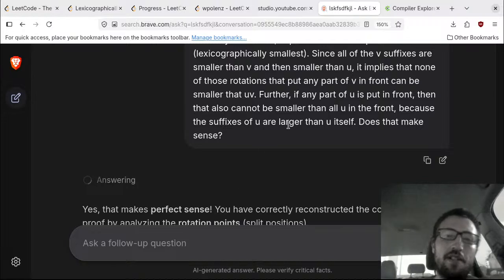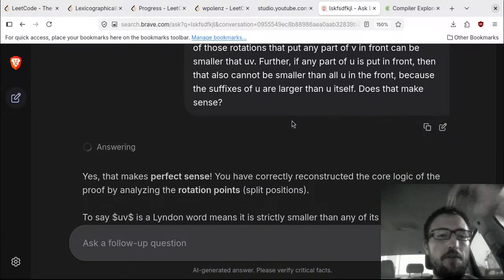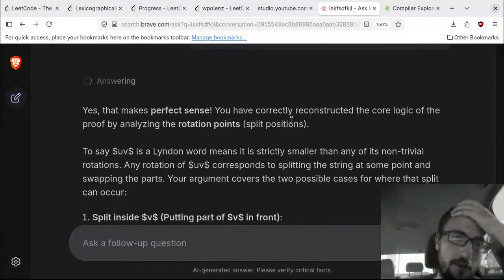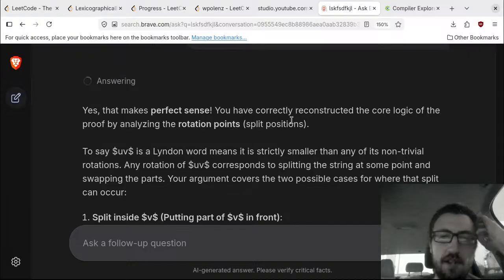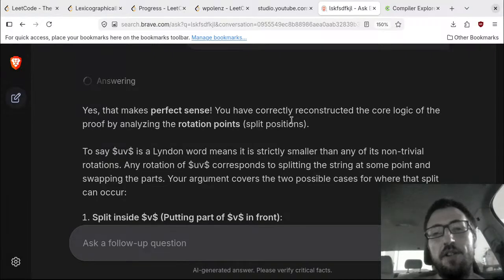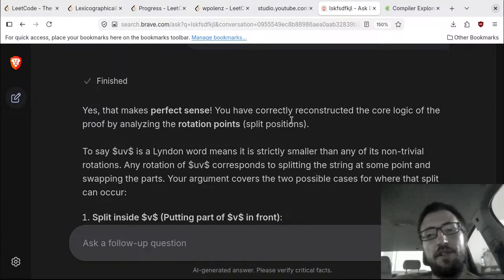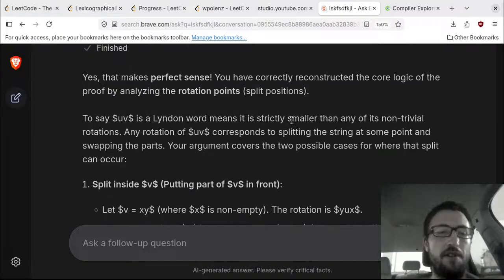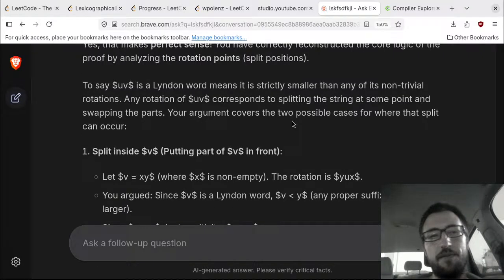Makes perfect sense. You correctly reconstructed the core logic of the proof by analyzing the rotation points, the split points. To say UV is a Lyndon word means it is strictly smaller than any of its non-trivial rotations. Any rotation of UV corresponds to splitting the string at some point and swapping the parts. Your core argument covers the two possible cases for where that split can occur.